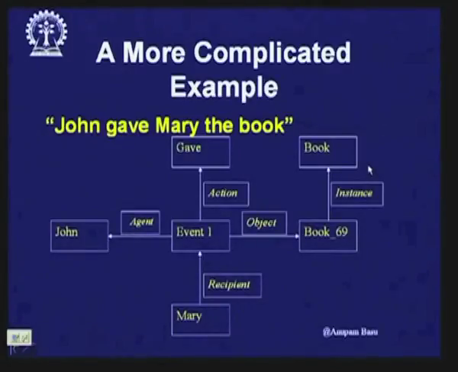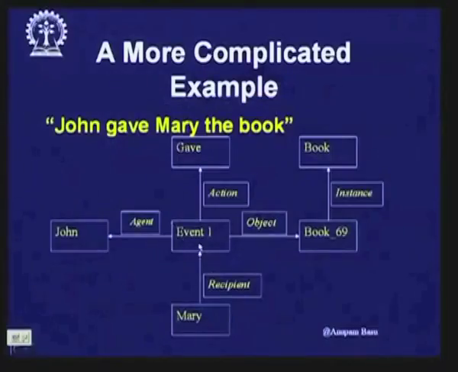For example, if we look at this point, it is a more complicated example which we are trying to show. John gave Mary the book. John gave the book to Mary. Now, how do we represent this? We have shown that gave is an action. Giving the book to Mary is a particular event, and this event of giving has got an agent, somebody who gives, and somebody who receives. Any giving will have two requirements, somebody will have to give and somebody will have to receive. The person who is giving is an agent, and the person who is receiving is the recipient.